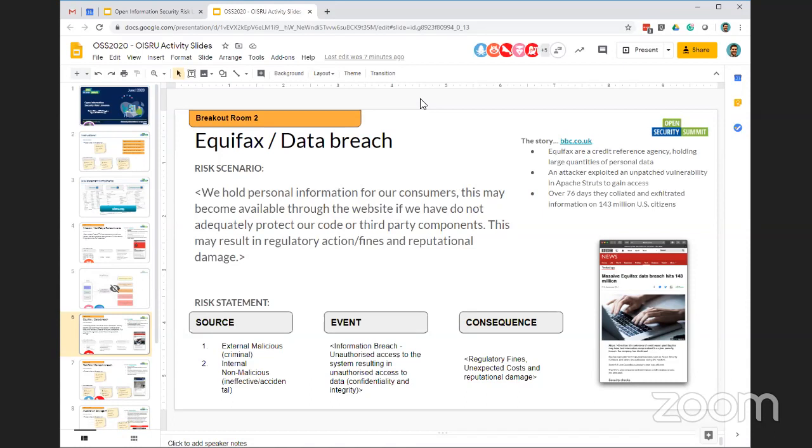Anybody else? Is there anything that I've missed from the others in breakout room 2? No, I think that's good.